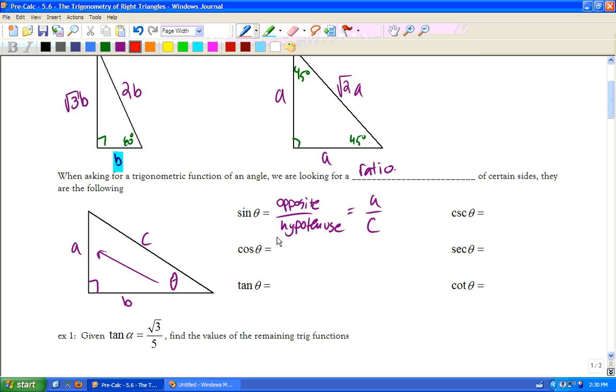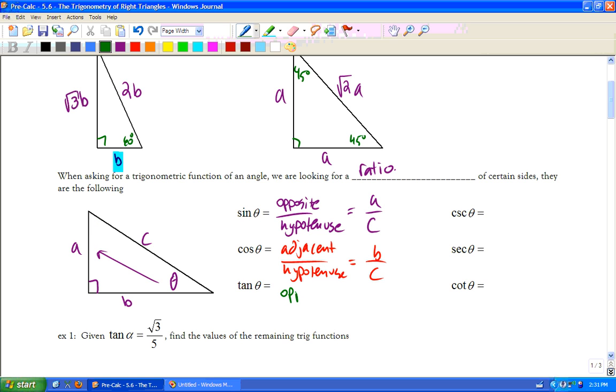Cosine is the adjacent over the hypotenuse. The adjacent in this case to theta is B. The hypotenuse is always the same; it is always opposite of the 90 degree angle. What's adjacent and what's opposite, though, depend on what angle you're referencing from. For example, the sine of alpha would be different from the sine of theta, because opposite of alpha would be B, and opposite of theta would be A.